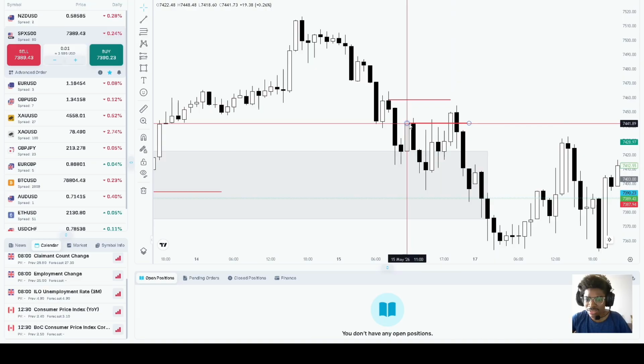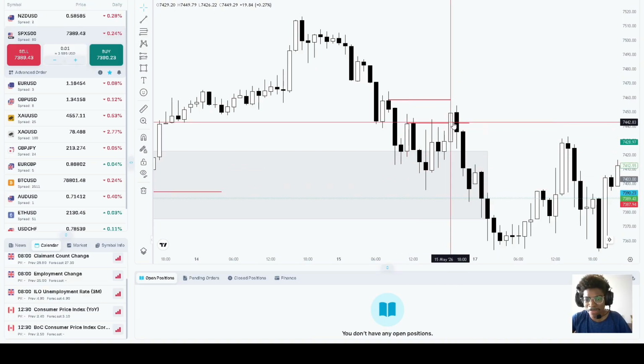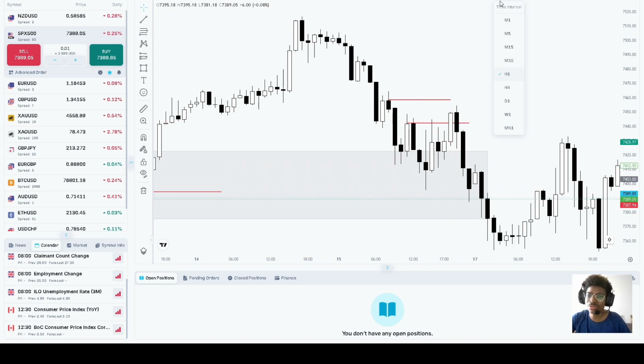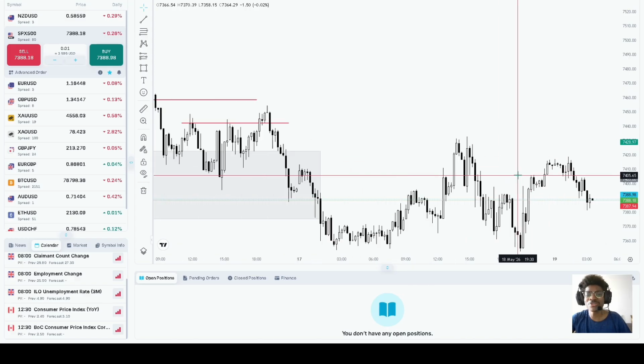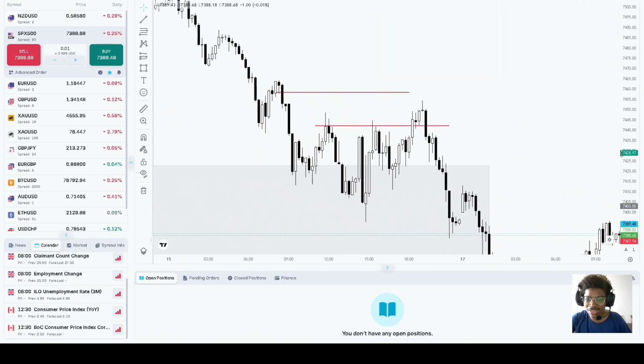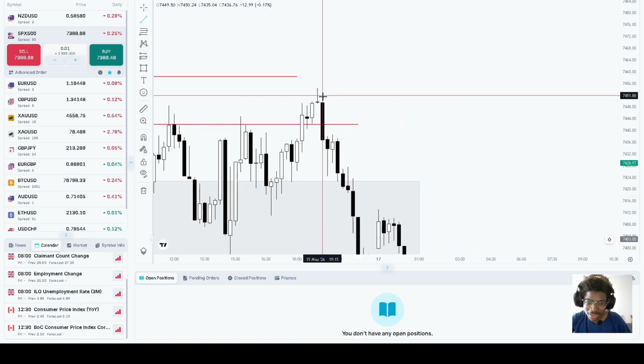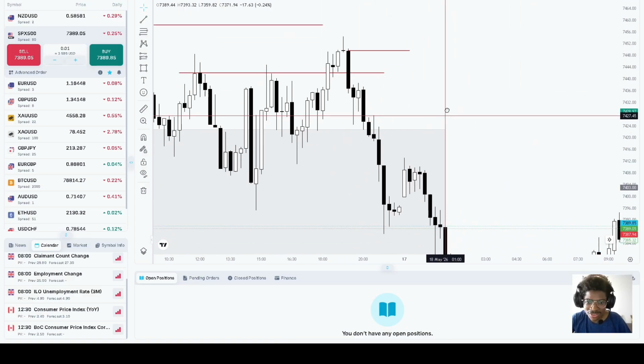So price comes, creates that V shape. Here it is. You don't enter for a trade. What do we do, ladies and gentlemen? You go to the 15 minutes time frame. We want to take the money. Price comes, and now we want a V shape. This is our first V shape.